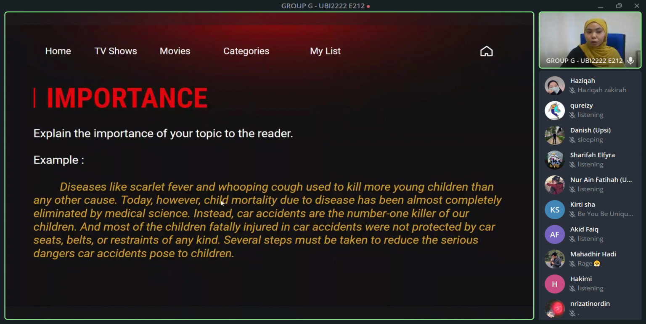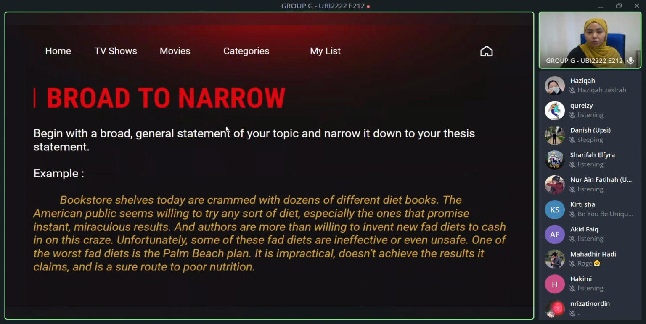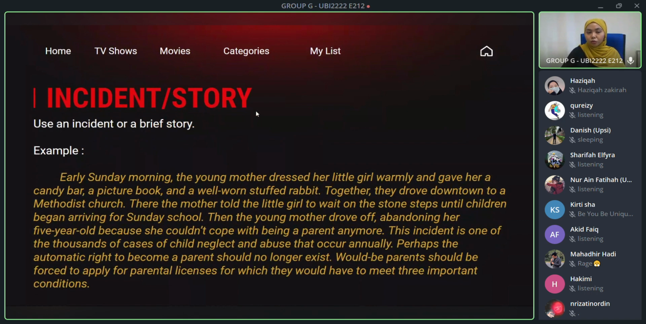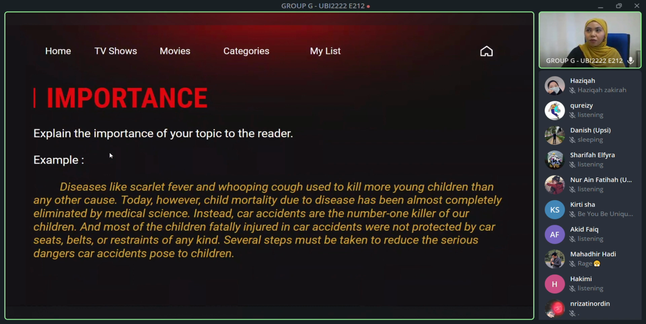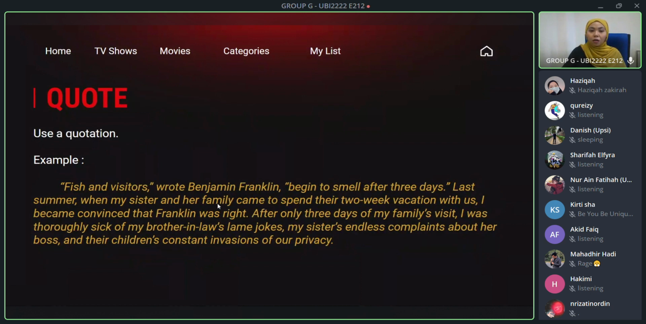So perhaps you can choose a different type of hook like broad to narrow, question, incident or story. Importance functions very, very well. But if you want to include statistics and things like that, perhaps it's a no. But if you can pull it off without including some kind of research, just like this one, I think it's okay to do so. So this is importance. You are explaining the importance of the topic.